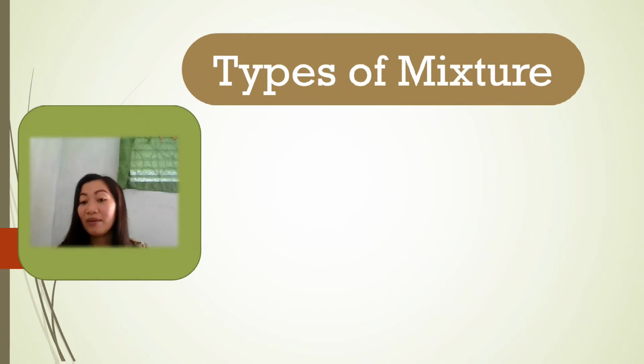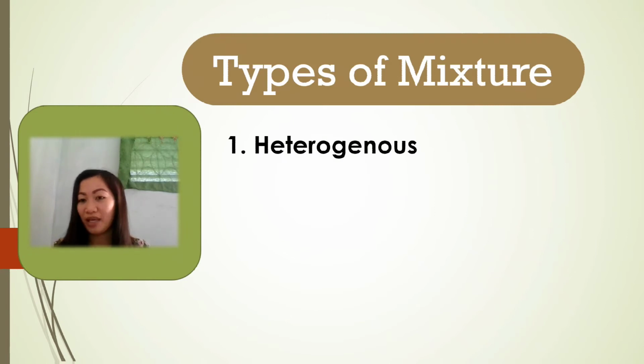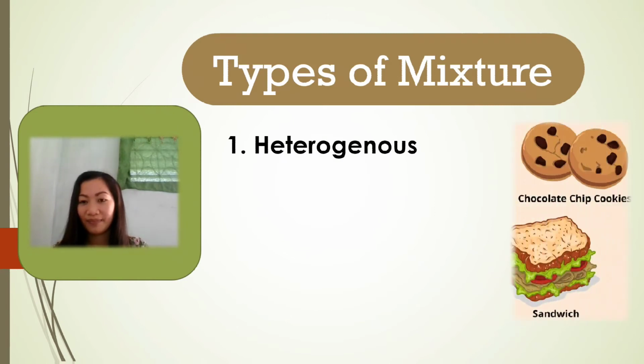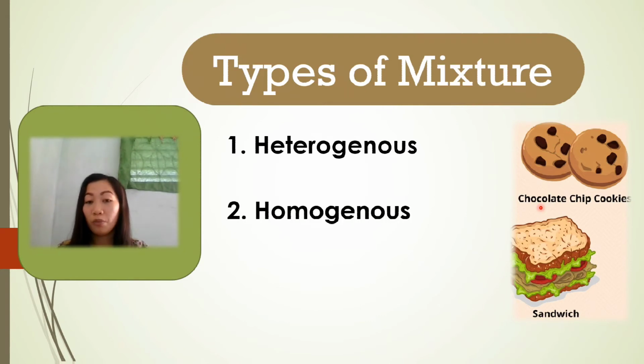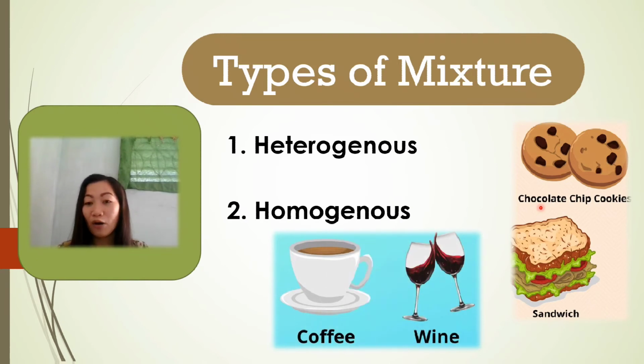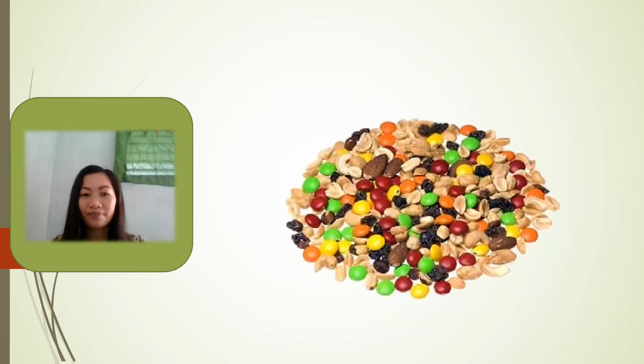Last time we talked about the types of mixtures. We have the heterogeneous, meaning they are not in uniform. The mixture is not in uniform, simple as that. We have homogeneous. When we see homogeneous, of course, they are in uniform, in size, in color, and in shape, right?